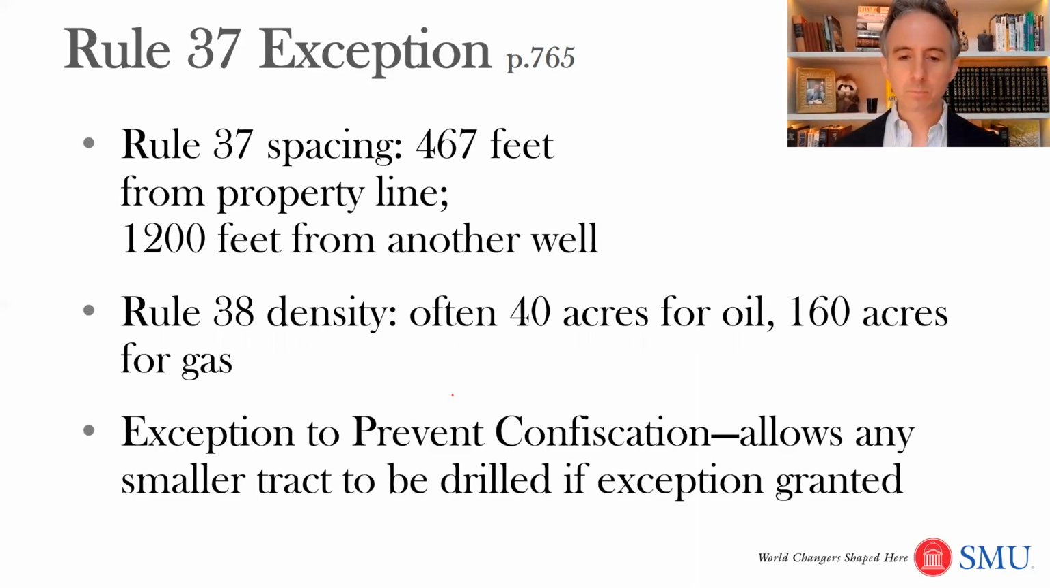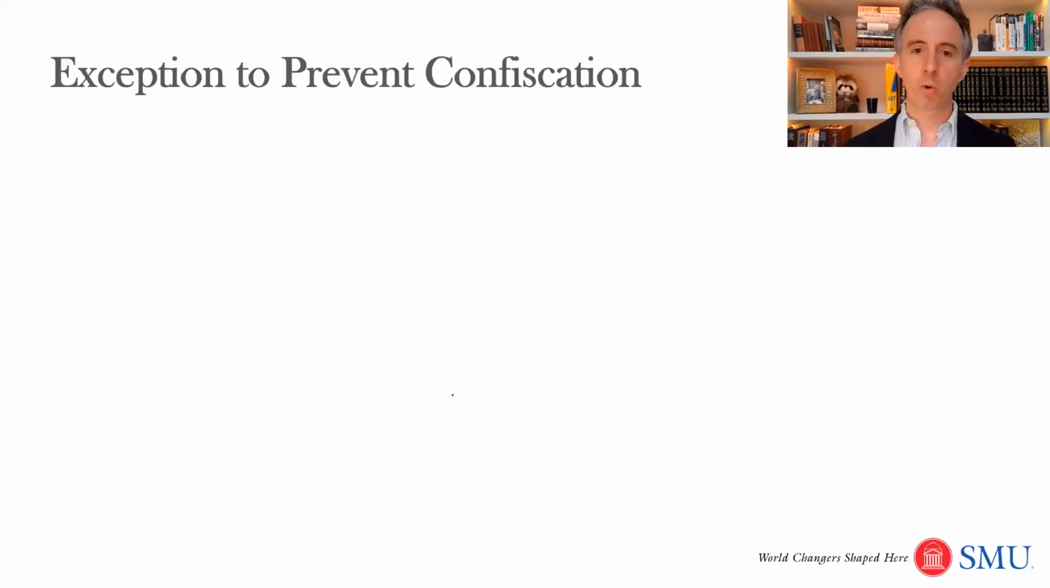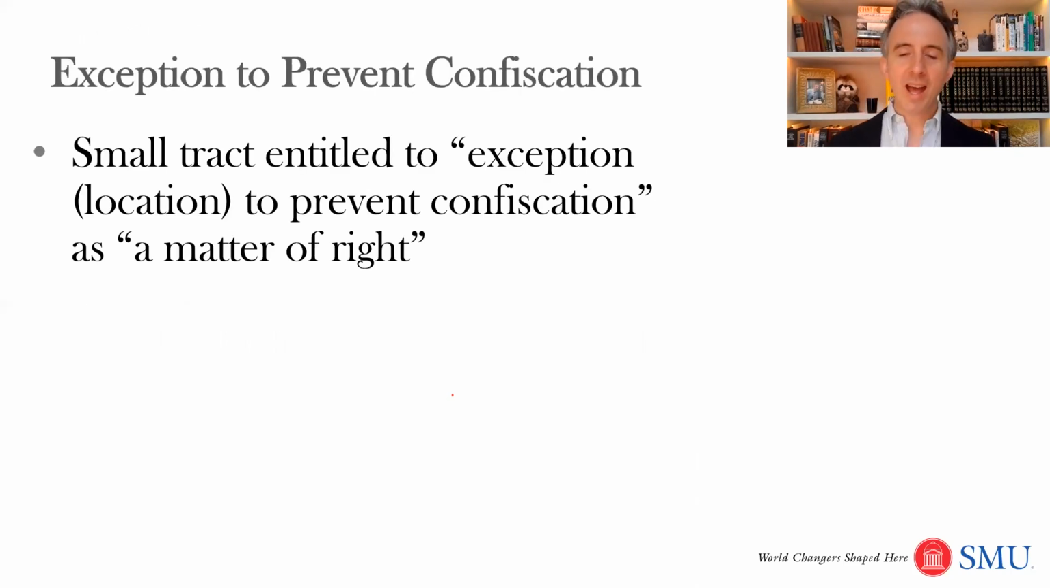You'd rather have just a few wells, each of them producing a lot of gas to justify the cost of drilling. So that exception to prevent confiscation, that Rule 37 exception, says, you know what, if you don't have that, because you have a smaller property, no problem, go ahead and drill your own well. So that Rule 37 exception has generally been given as a matter of right. So it's not just that the Railroad Commission usually gives it to you. It's that you just have a right to drill a well on your own land.